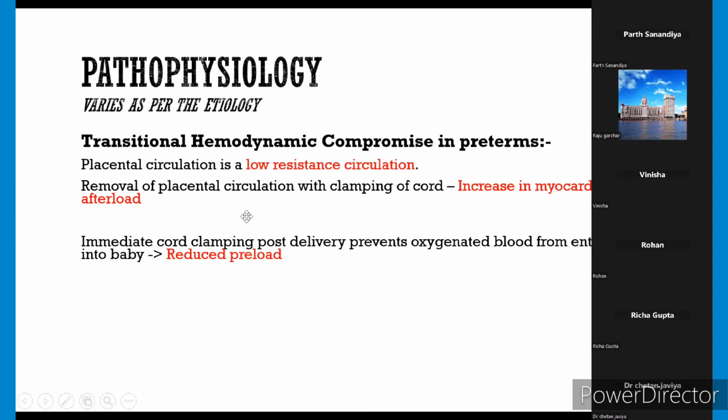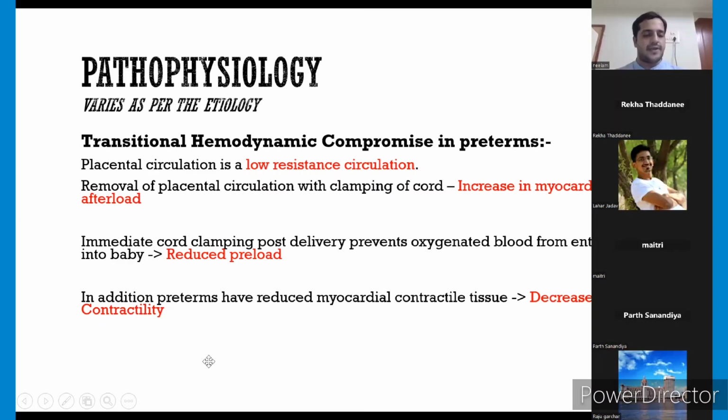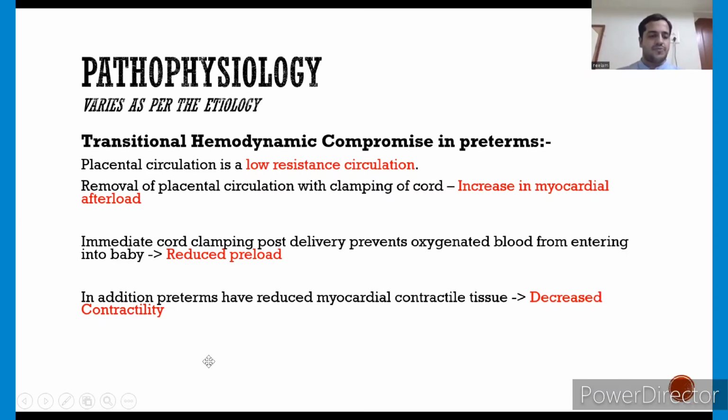Okay, so what happens is there is a reduced preload, there is increased afterload. On top of it, these babies already have a poor myocardial contractility, for whatever reasons I have enlisted before. So there is poor myocardial contractility, reduced preload, and increased afterload, all three coming together. And on top of it, there is a poor vasomotor tone, which can lead to a variable systemic vascular resistance. So all of these coming together, a preterm baby, especially an extreme preterm, lands up with shock.